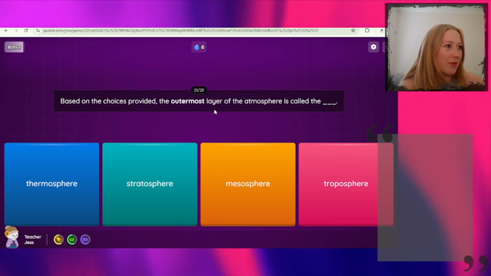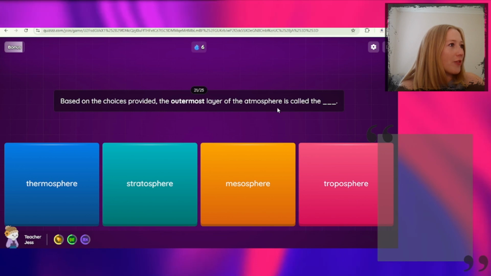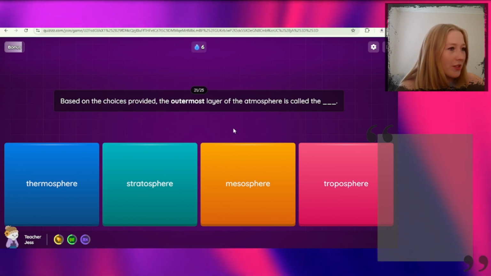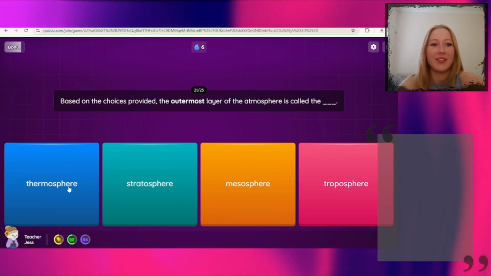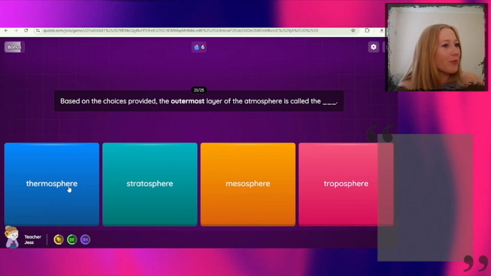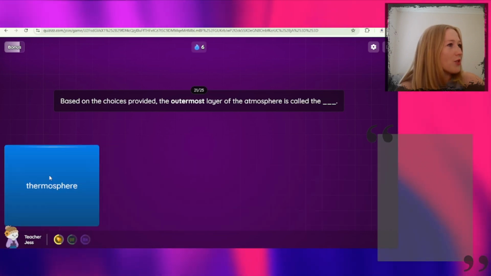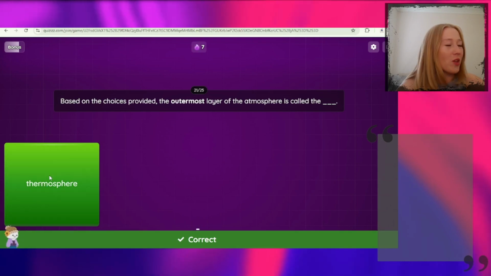Based on the choices provided, the outermost layer of the atmosphere is called the thermosphere. That is the one furthest from the Earth. It's also the one that absorbs all of the solar radiation.